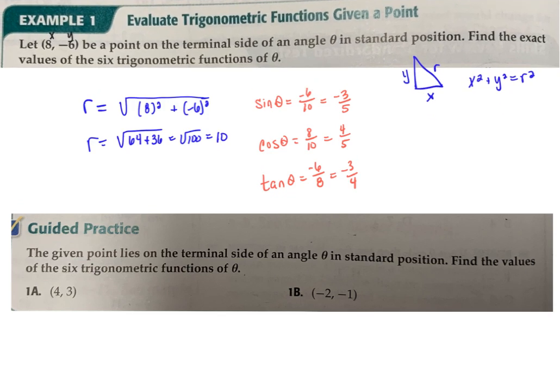The other three are simple. We're just going to reciprocate them. Cosecant is the reciprocal of my sine, negative 5 over 3. My secant is the reciprocal of my cosine, 5 over 4. And my cotangent is the reciprocal of my tangent, negative 4 over 3.